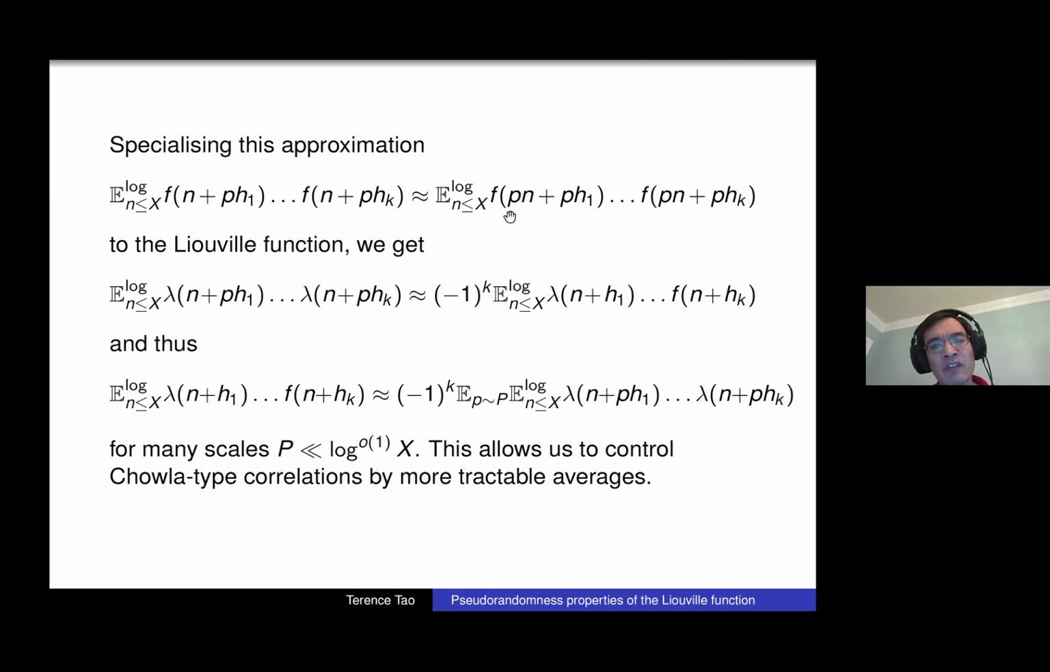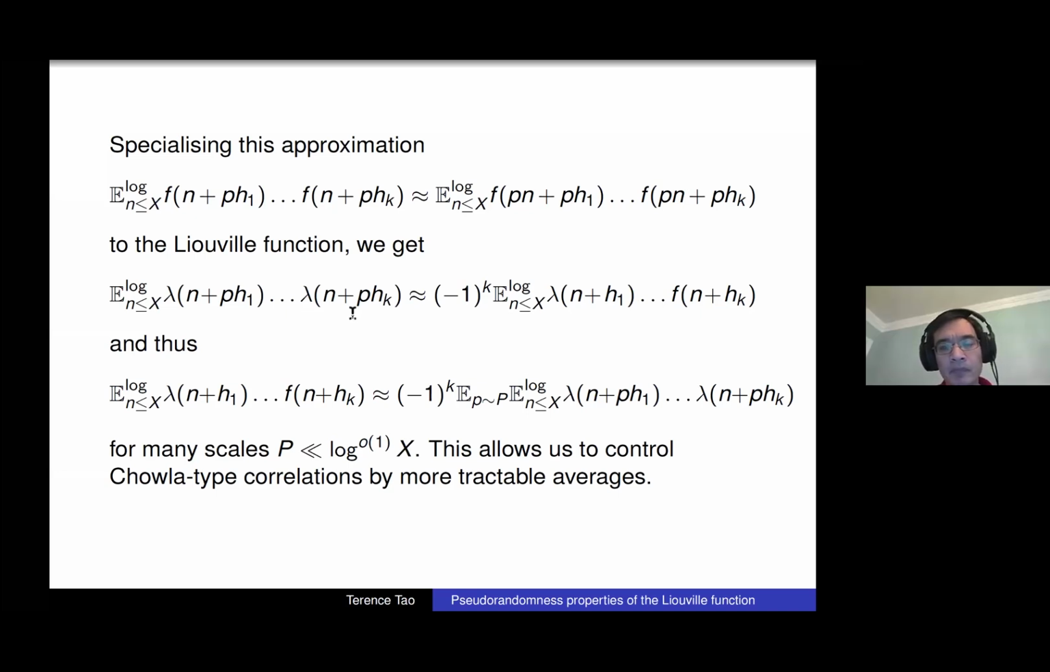If you apply this Liouville function and you use the multiplicative property, this tells you that the correlation of Liouville at these shifts p h1, ..., p hk is related to the correlation from h1 to hk by this sign (-1)^k. So you can use it to control one correlation by another correlation. You can basically dilate the correlations by primes.